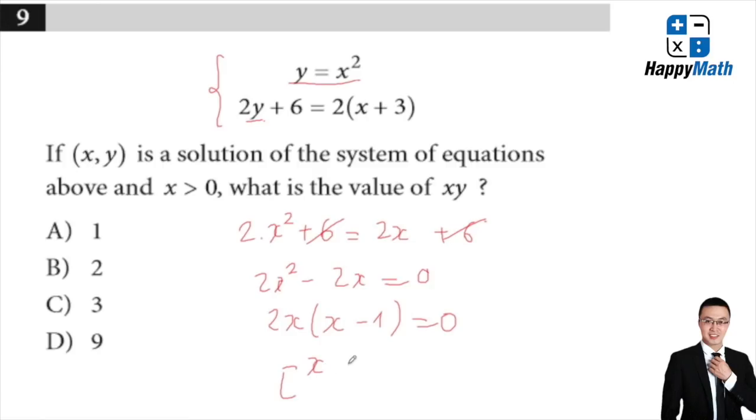So we have two equations, two solutions. And because x equals 1, y will be equal to 1 because x squared equals y. And then x times y, 1 times 1 equals 1. So the final answer is A.